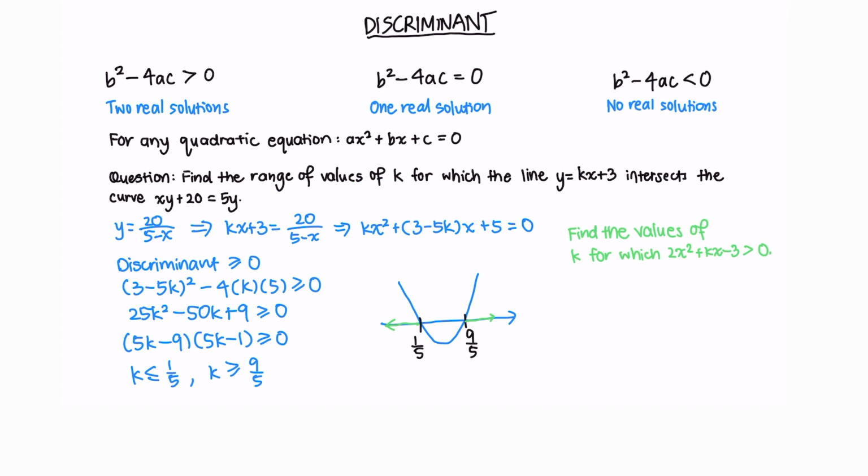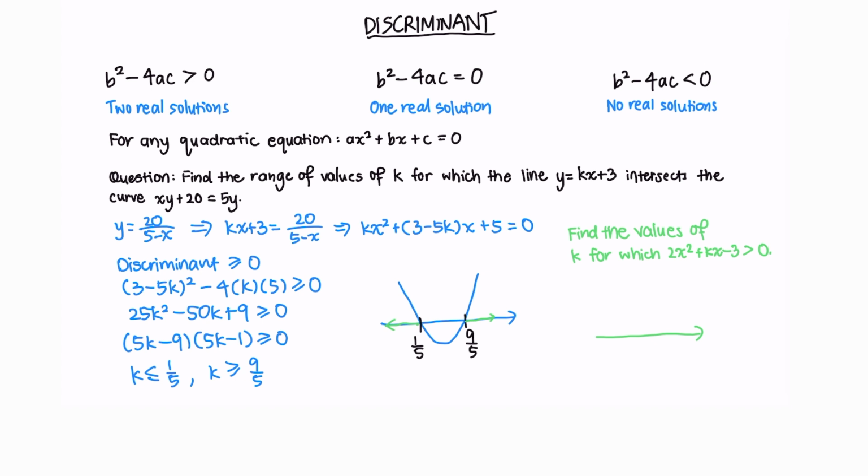Before I end the video, I want to go over one more thing. Let's say I have this question. Find the values of k for which 2x squared plus kx minus 3 is more than 0. In this case, would the discriminant be more than 0, equal to 0, or less than 0? Your answer will be the discriminant is less than 0.